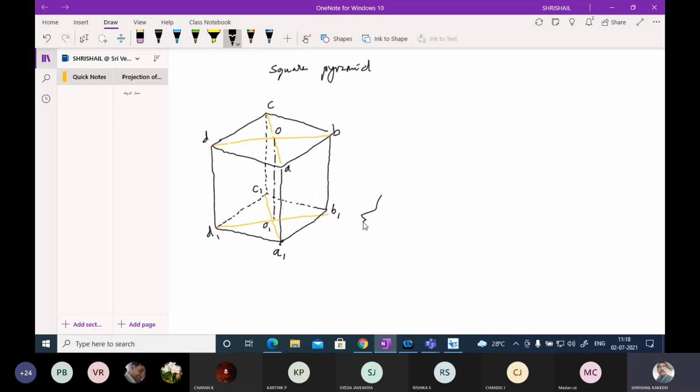Now the person is going to look from this end. The person looks from this end, and this is for the front view. And the person looks from the top, and this will be the top view. Now let me take the XY line.